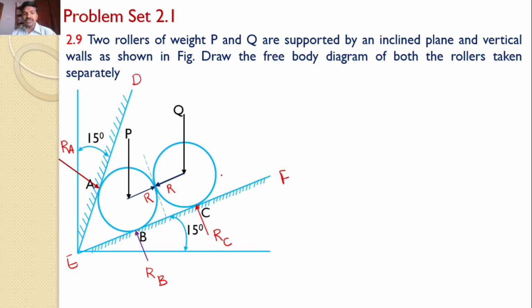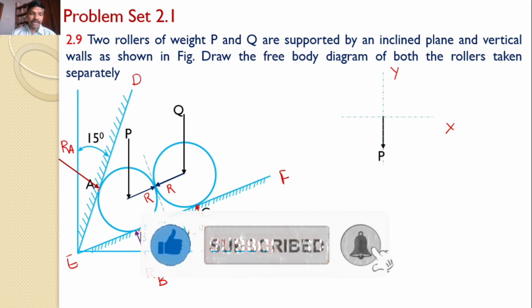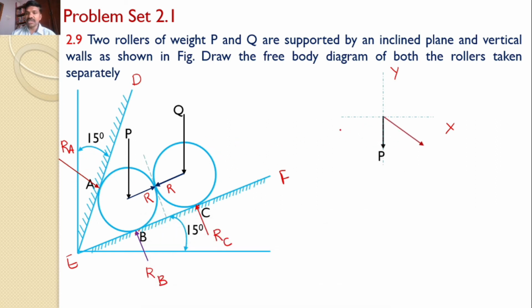Let us transfer all these forces onto a separate XY plane. First, let us consider the various forces acting on roller P. So this I am considering for roller P. This is my P. The first force is the self-weight P, of course, always acting downwards, and the magnitude is P. The next one is reaction RA, which is perpendicular to DE towards the roller P. That means I am transferring this onto my XY plane, and this magnitude is, let us say, RA.